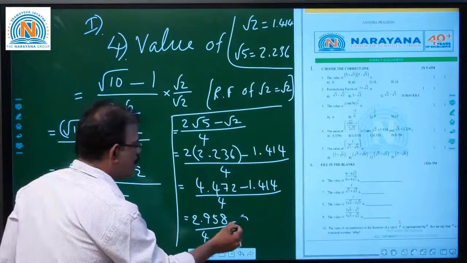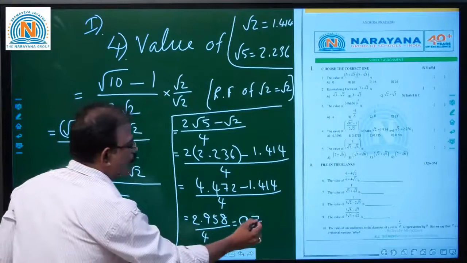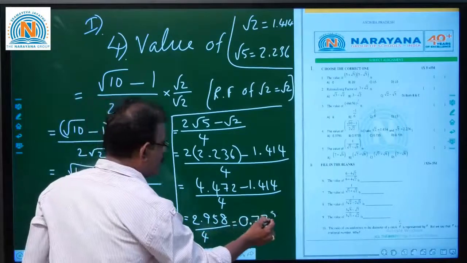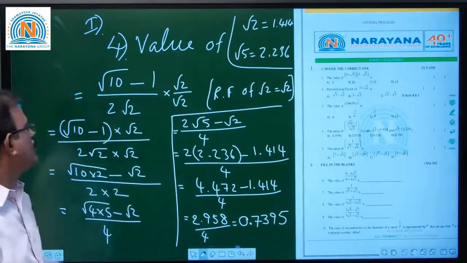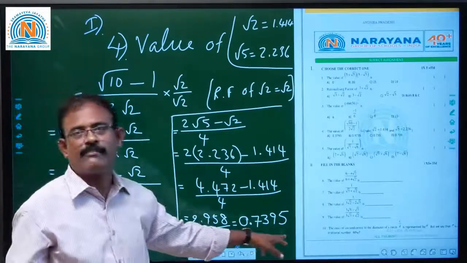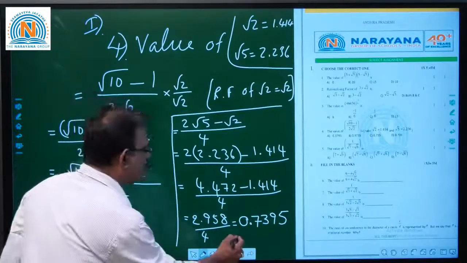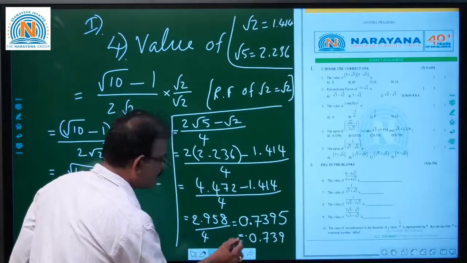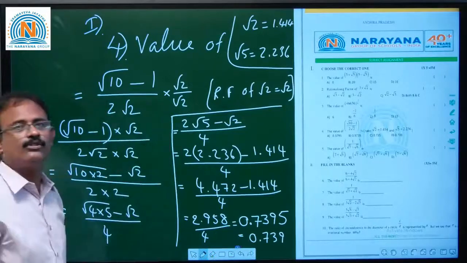Then dividing by 4, this is 0.4728, remainder 115, 4 3s are 12, remainder 3, 38, 4 9s are 36, remainder 2, so 4 5. So what is the value of (root 10 minus 1) by 2 root 2, children? 0.7395. If you want only up to 3 digits, it is 0.739. This is the answer for the fourth question, children.